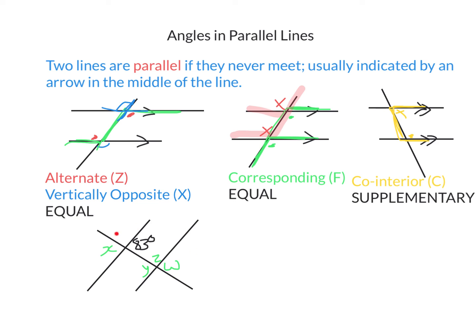So let's look here and say I have a pair of parallel lines. I'm going to find X, Y, Z, and W. It doesn't really matter the order in which I find them. So let's start with X. What would X be without measuring it?